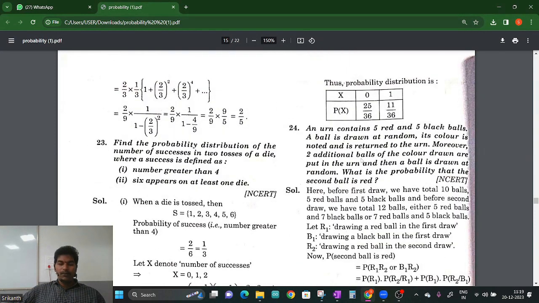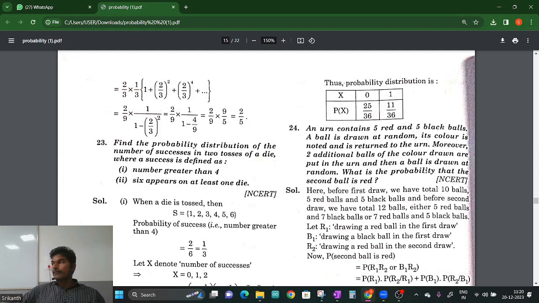Okay. So first, how many balls in the urn? 5 red and 5 black. Total, 10 balls in the urn. A ball is drawn at random. Its color is noted and it is returned to the urn. That means you are selecting a ball, observing the color, and returning it to the urn. Moreover means extra work. Two additional balls of the color drawn are put in the urn, and then a ball is drawn.